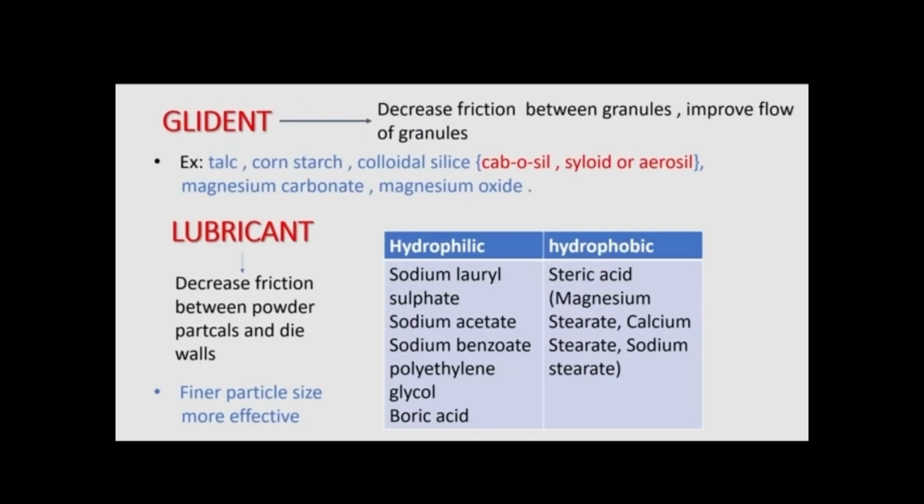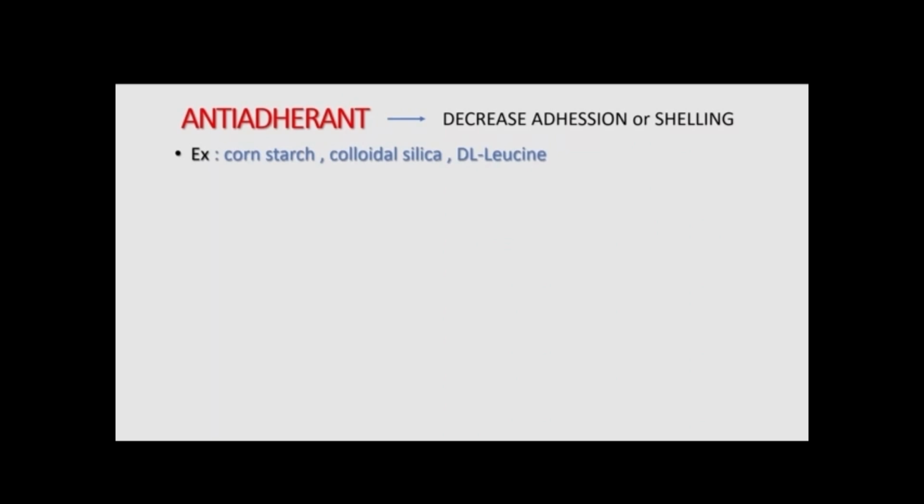Lubricants. Next, anti-adherent. This is actually similar to glidant and lubricant. How? Let's see. This also decreases the friction or adhesion or sticking. Examples are cornstarch, colloidal silica, DL-leucine. So dextrorotatory, levorotatory, leucine.